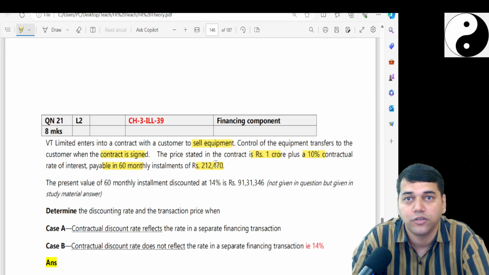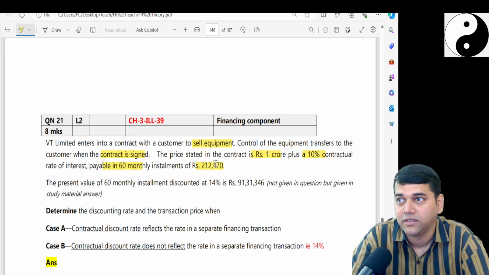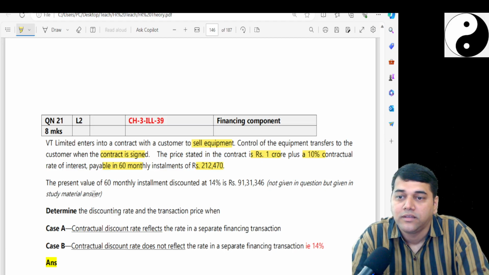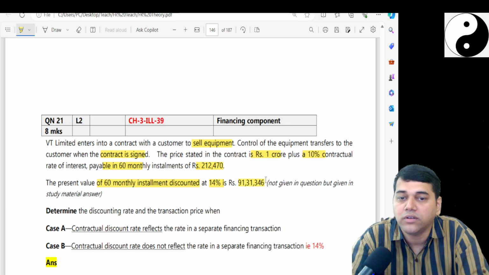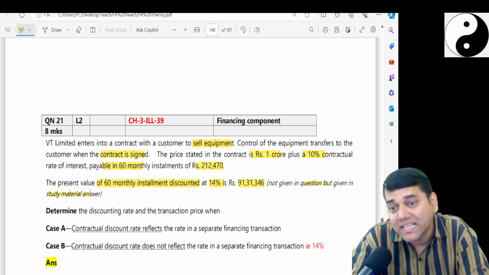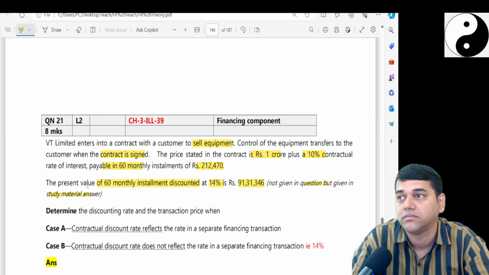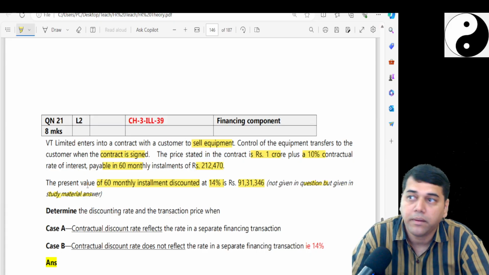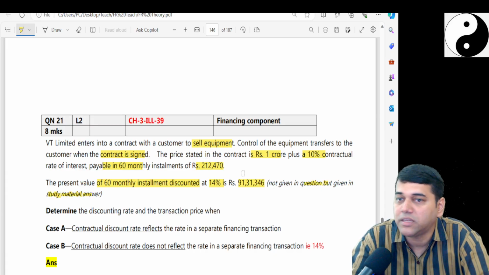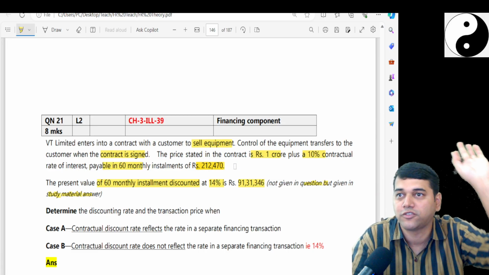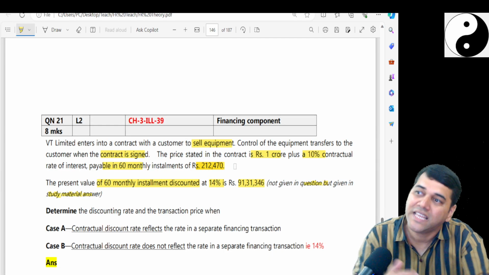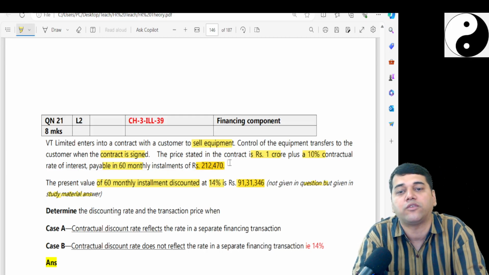Can you apply practical expedient? No. Is there a time value of money? Yes. That means we need to separate. The present value of the 60 monthly installments discounted at 14%, which is the implicit rate, is 91,31,31,436. In fact, this is not given in the question, but in the answer of the study material they have told. So probably in the examination they will tell you. Can you calculate the present value of this EMI of 2,12,000? Half an hour you have to spend in the examination hall for 60 installments, finding the present value. So they will tell you the present value of this 2,12,470.